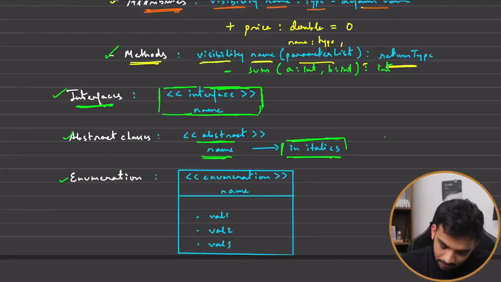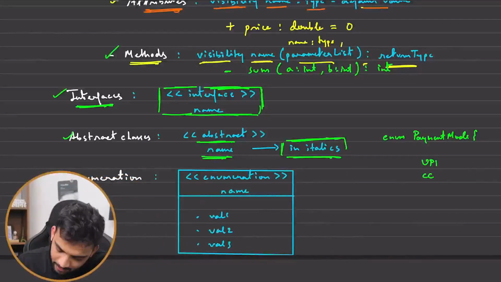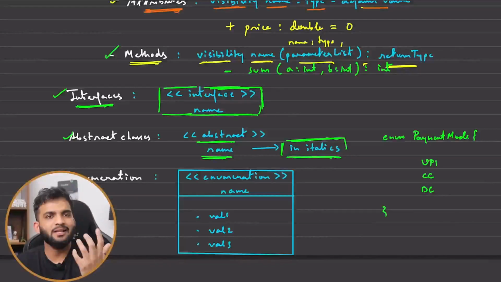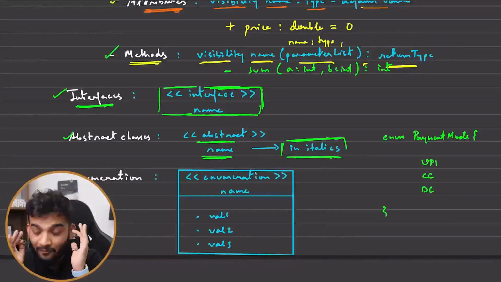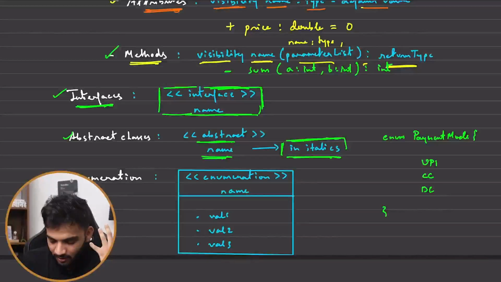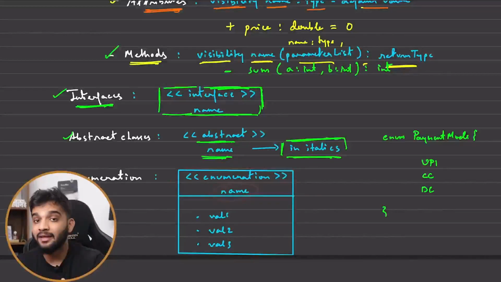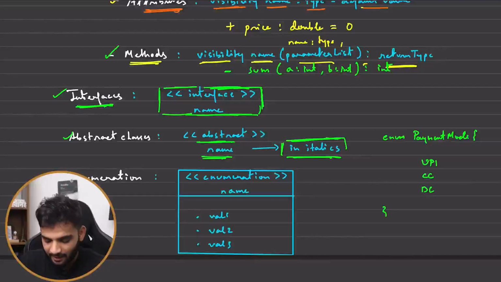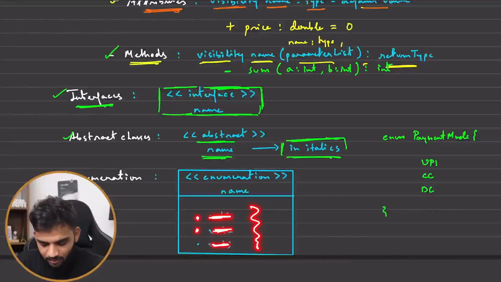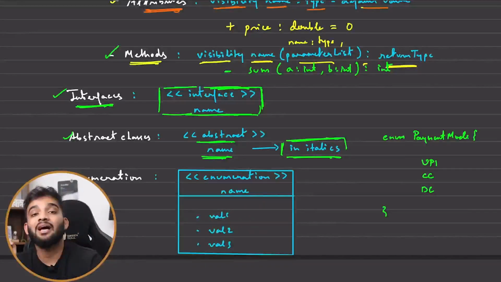So imagine I say enum and then I say payment mode. The payment mode could be UPI, could be credit card, could be debit card, or could be anything else. Now this is an enum. If you have to define an enum in a class diagram, you'll have to write the same stuff in the top compartment, followed by the name, and then there will be no middle compartment. And the values would be like this. Over here it will be UPI, credit card, debit card with dots. Understood? That is how you will be defining an enum in a class diagram.